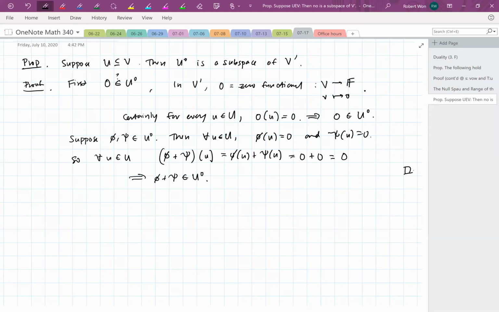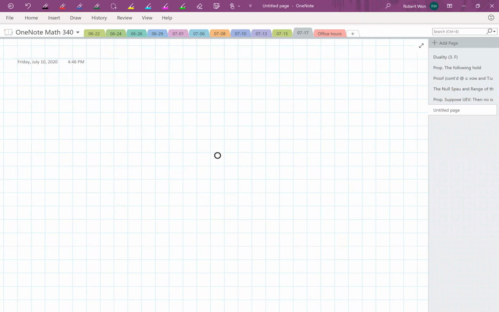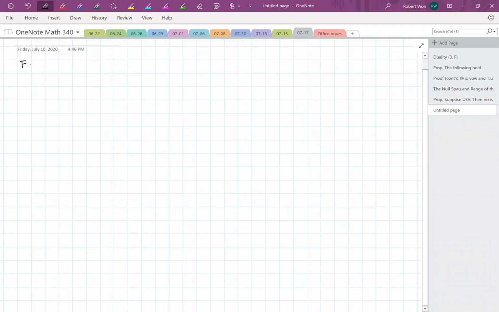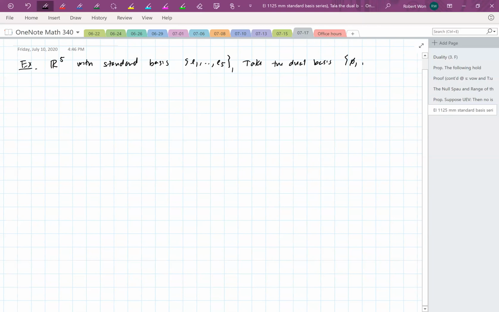Okay, so let's consider another example. Let's consider R5 as our vector space with the standard basis of the 5 standard basis vectors. And then let's take the dual basis, phi 1 through phi 5, of the dual.